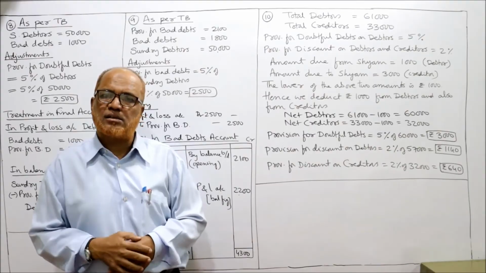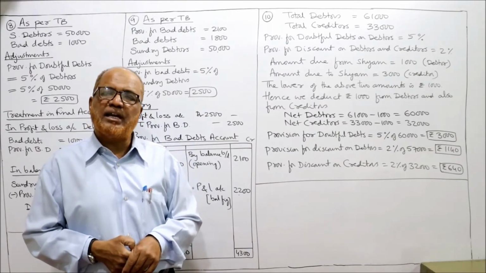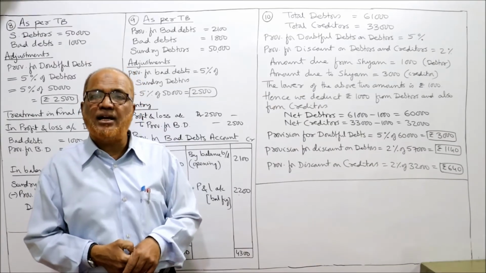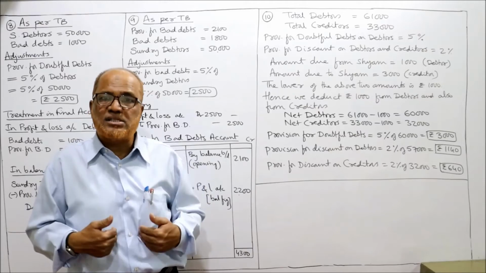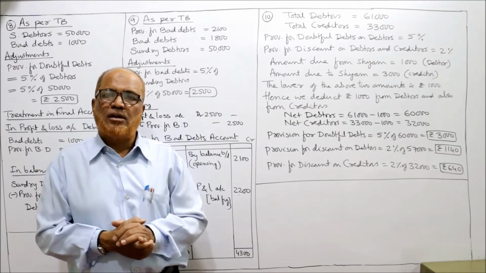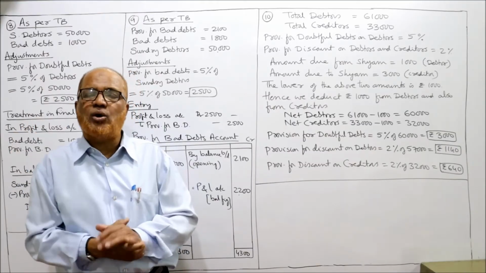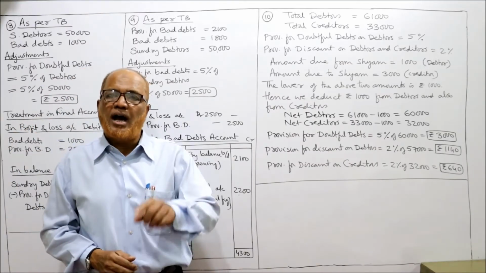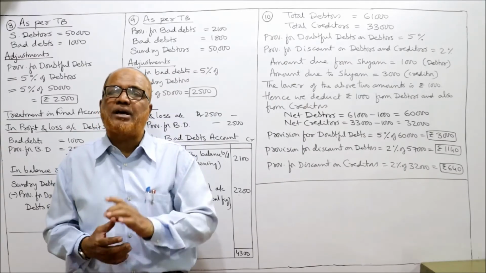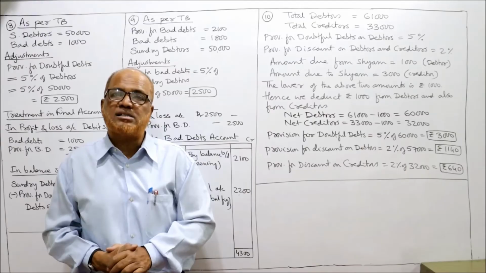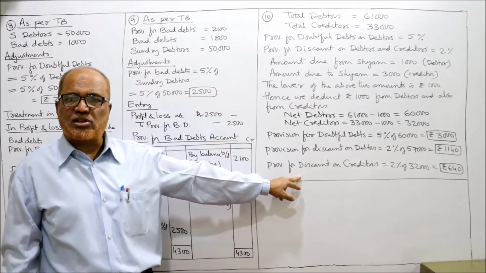It will appear twice. First, provision for discount on creditors will be taken on the credit side of profit and loss account. It's an income to the business. It is a discount received from creditors. Again, this provision for discount on creditors will be deducted from creditors on the liability side of the balance sheet. That's all. This is the adjustment regarding provision for discount on creditors.